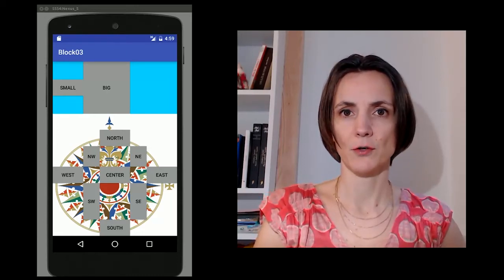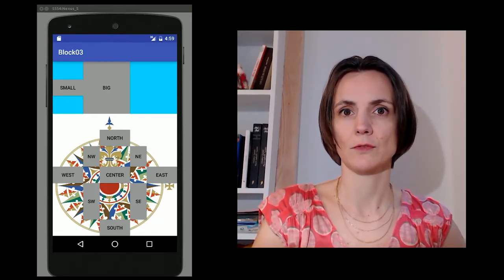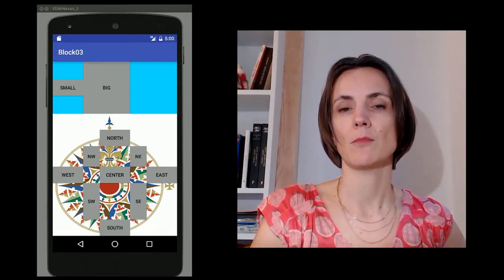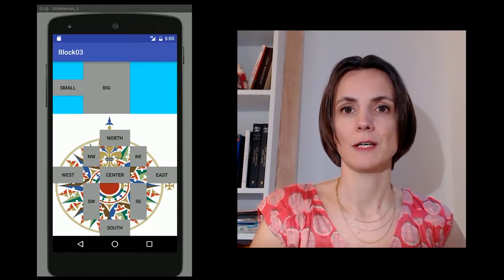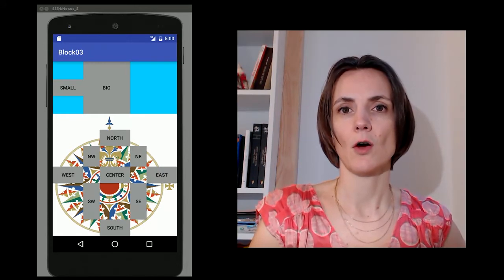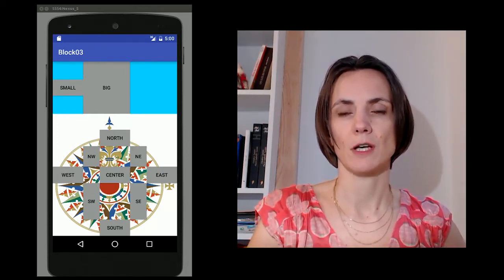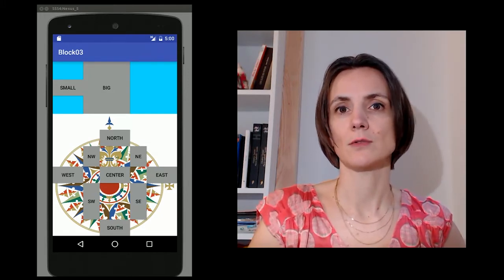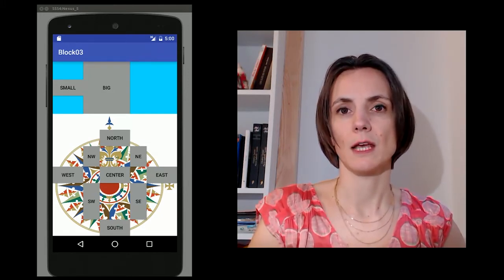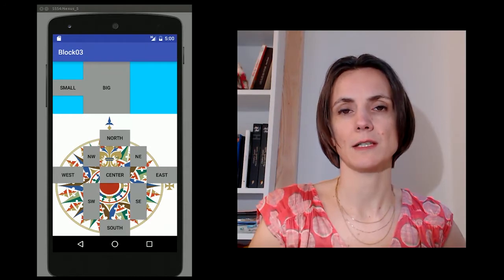In this video, I'll show you how to organize your views on the screen using different layouts. We'll use the application Block 3 as an example. In this application, the upper 30% of the screen is occupied by a blue section, which holds two buttons, a small button, and half of the remaining space is used up by another button, a big button.